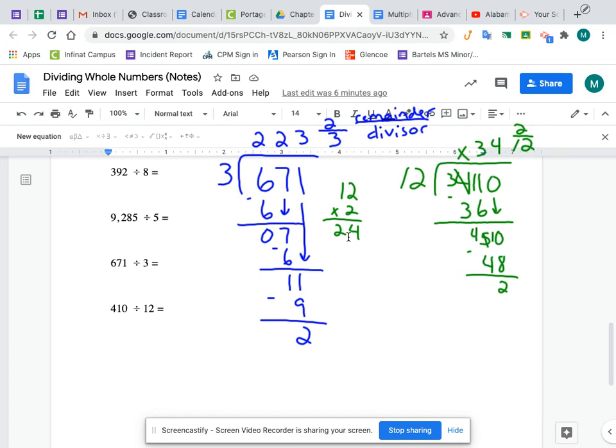So these are your notes and examples for dividing whole numbers. Make sure you reference back to this if you have questions. Otherwise, you could also email me.